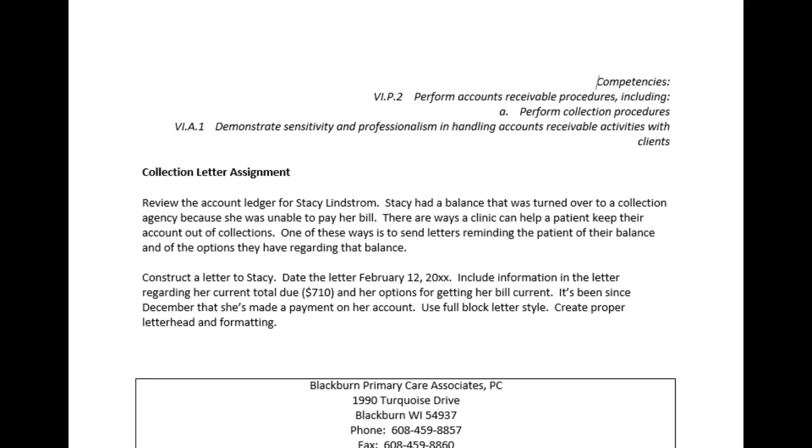But I'll just give you a quick review of Chapter 18 here. So Chapter 18 goes through patient billing, posting patient payments, and collecting fees. So I just want to point out a couple more of the important parts of the chapter.